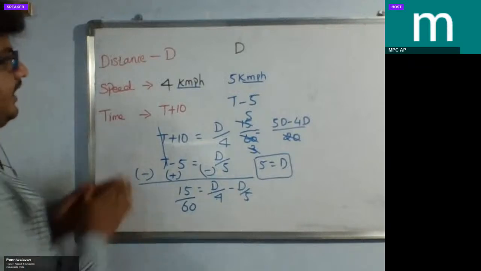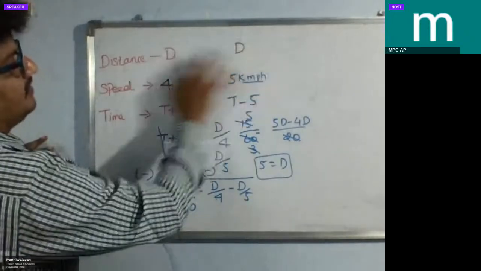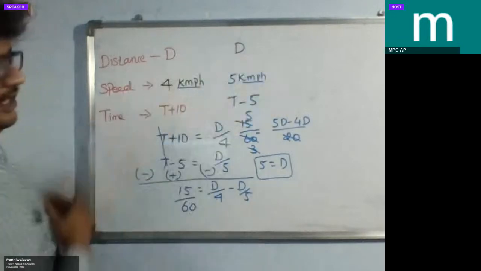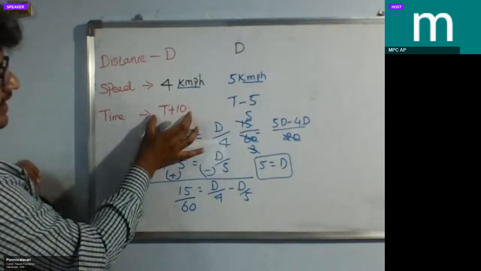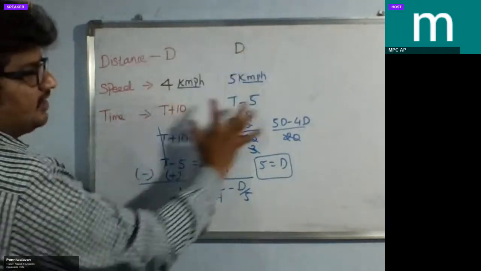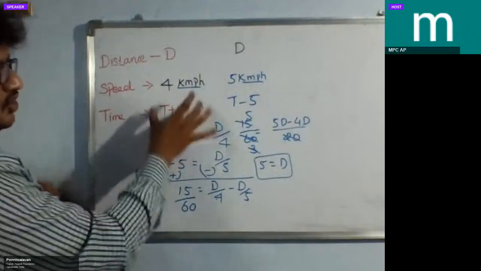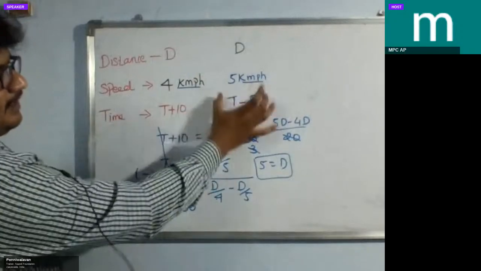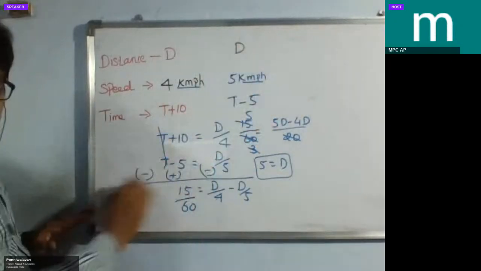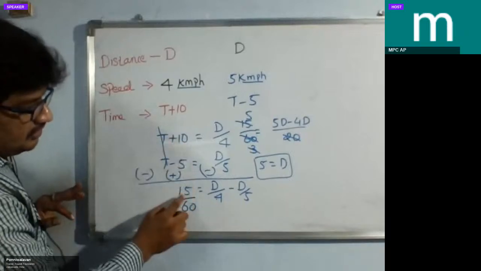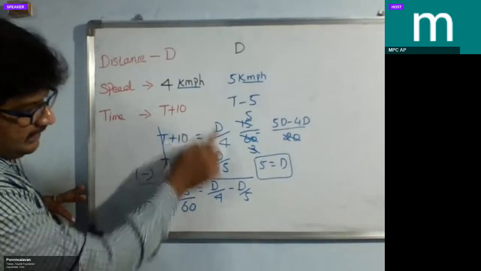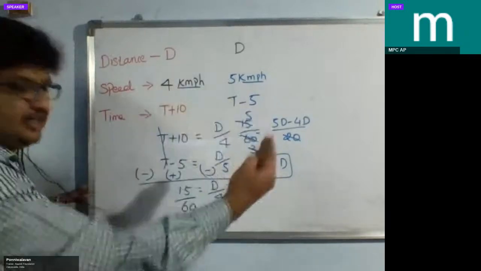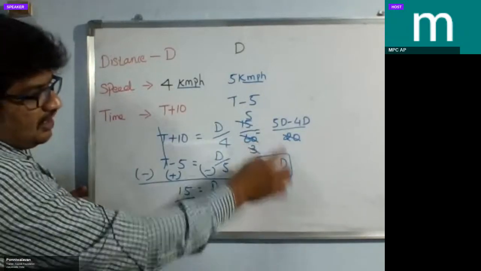Listen, I will explain again. Yesterday and today he traveled the same distance. Yesterday he traveled at 4 kilometer per hour, and today it is 5 kilometer per hour. Yesterday he took 10 minutes extra. Today he took 5 minutes less. Time is distance by speed. If you subtract, T will get cancelled. So 10 plus 5, 15, equals D by 4 minus D by 5. This 15 is in minutes; to convert into hours, divide by 60. If you solve, you will get the value of D.